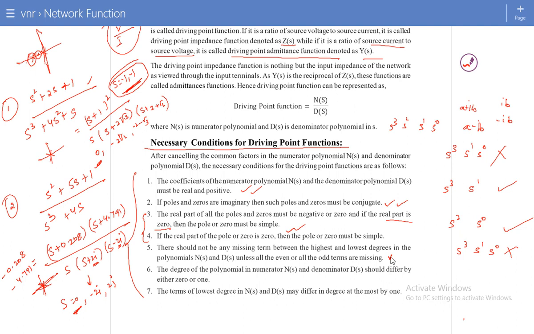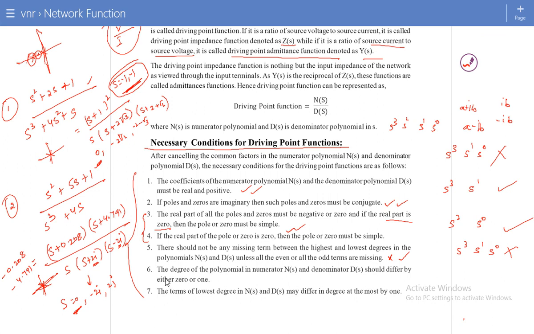We will see the second function. The second function, what is there? The s square term is there, okay, s power 1 is there, okay, s power 0 is there, okay. In the denominator, s cube is there, yeah, s square is missing and s power 0 is also missing. So the second function, we can say that it is a driving function. We will see the sixth and seventh properties also.